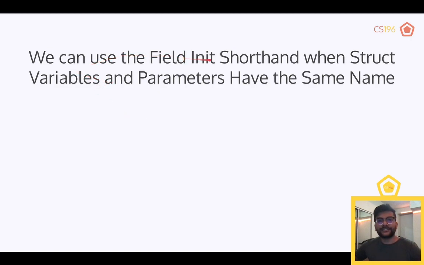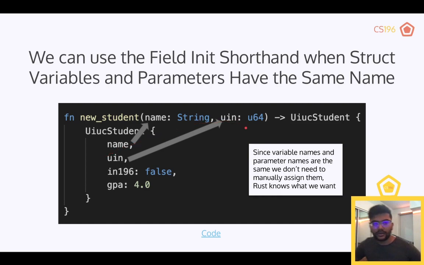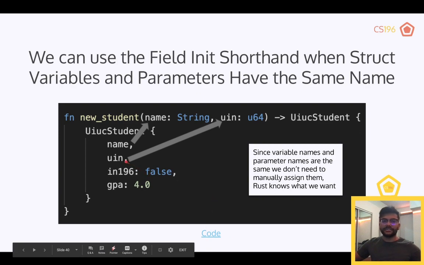So what we can do instead is use the field init shorthand when struct variables and parameters have the same name. Init here is short for initialize or initialization. So we have this new student here. And notice instead of assigning all of the parameters by hand, we can just say name, UIN. There's no equal sign here. Since the variable names and the parameter names are the same, we don't need to manually assign them. Rust knows that they're the same and will assign them automatically. Obviously, it's not that useful in a very small struct like this, but if you have a really massive struct, then it's much more useful. And again, the code is here if you want to run that yourself. I'm not going to do it because it's very similar.